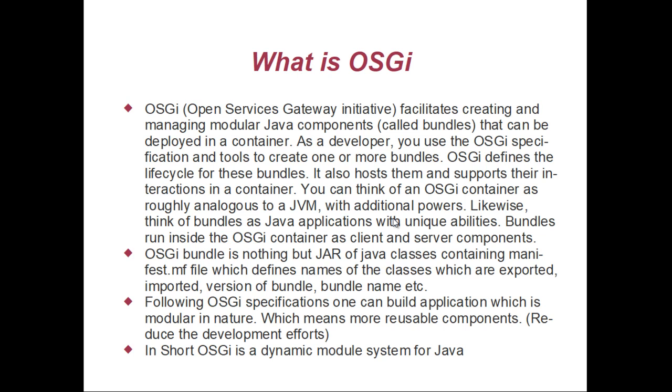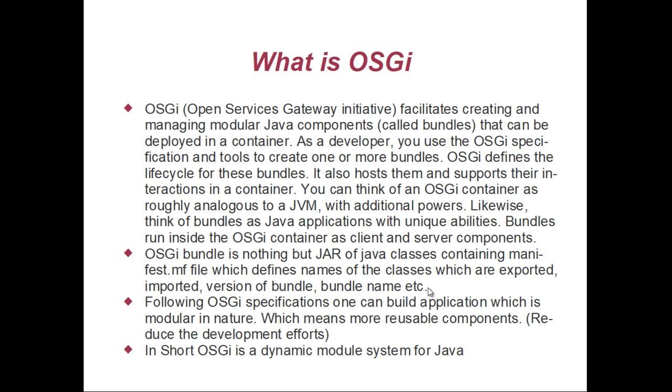An OSGi bundle is nothing but a jar of Java classes containing a manifest file, which defines the names of the classes which are exported, imported, the version of the bundle, the bundle name, etc. So basically, an OSGi bundle is just a Java project whose output is a jar file. That jar file contains one specific file, which is known as the manifest file. The manifest file defines that this is an OSGi bundle. These are the classes. These are the exported packages. These are the imported packages. This is the version of the bundle, and this is the name of the bundle. So these are the basic things that an OSGi bundle provides.